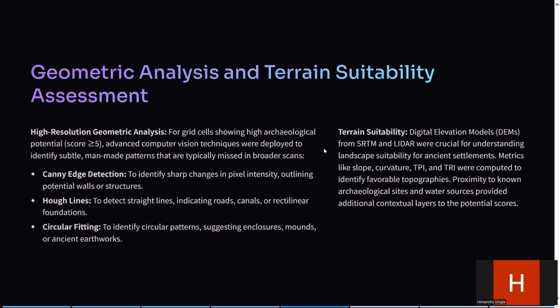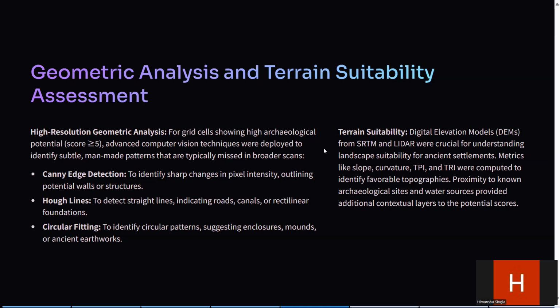So let's talk about the geometrical analysis and terrain suitability assessment. Grid cells showing high archaeological potential are those greater than five. In my project, let's say seven is the highest potential. Advanced vision techniques were deployed to identify the subtle man-made patterns that are typically missed in broader scans. I have used Canny edge detection to identify sharp changes, Hough lines to detect straight lines indicating roads, canals, or rectilinear foundations, and circle fitting to identify circular patterns suggesting enclosures.